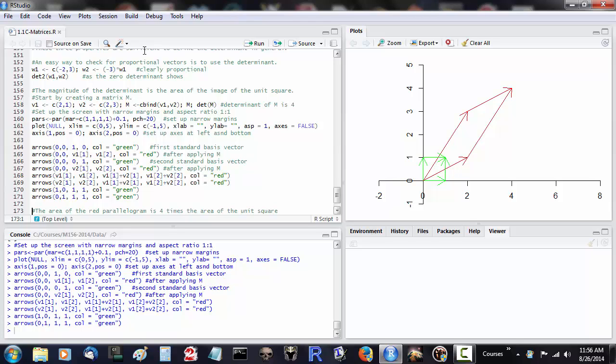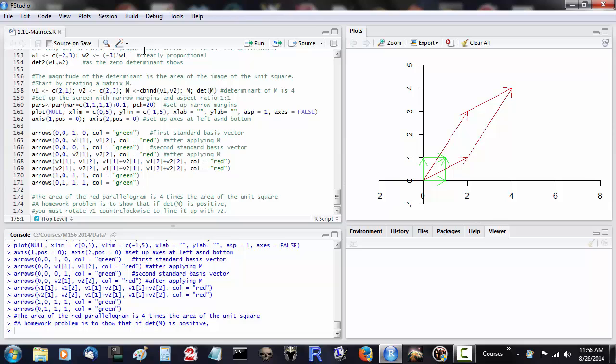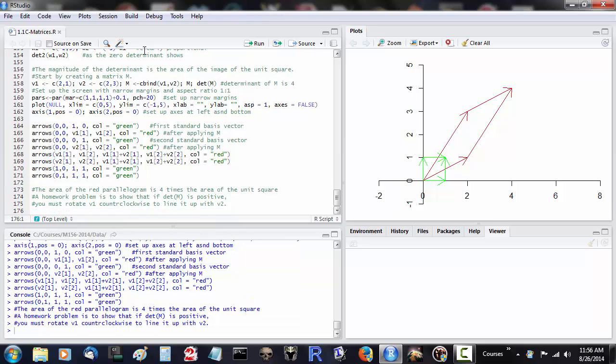The red parallelogram has exactly 4 times the area of the green square, and that's the geometrical significance of the magnitude of the determinant of a 2 by 2 matrix. It's the area stretching factor. One of your homework problems will involve exploring what's the significance of having a positive value of the determinant and what's the significance of having a negative value for the determinant. Now you're pretty much ready to start doing things with matrices, and so that ends this introductory script.